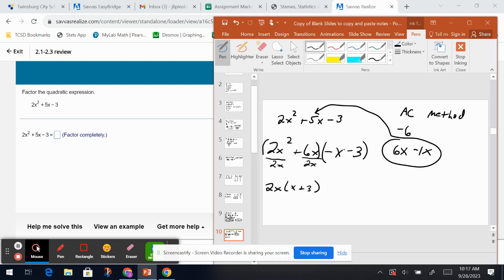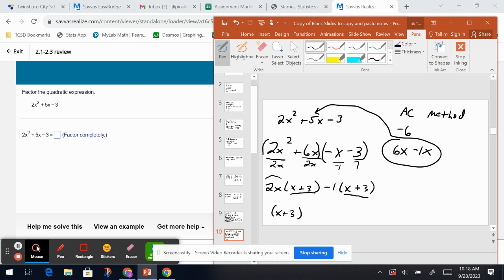Over here, you'll notice there's no x I can take out, and really there's no number. But the first term is negative, so I'm going to take out a -1. When I take out a -1, that means I'm dividing each of these by -1. So -x divided by -1 is x. -3 divided by -1 is a +3. This will always happen. These have to be the same, or I did something incorrect. So I'm going to write what's in parentheses once, x + 3.